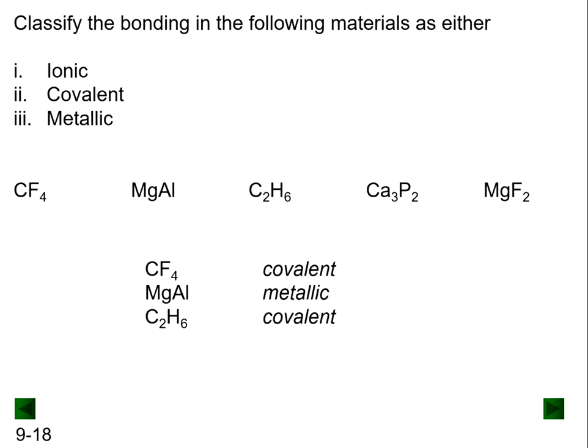Next, we have ethane involving carbon and hydrogen, both nonmetals, therefore the bonding is going to be covalent. Our next system is calcium phosphide. We have a metal and a nonmetal, therefore we have ionic bonding. And finally, magnesium fluoride, a metal plus a nonmetal with ionic bonding. That concludes Chapter 9.